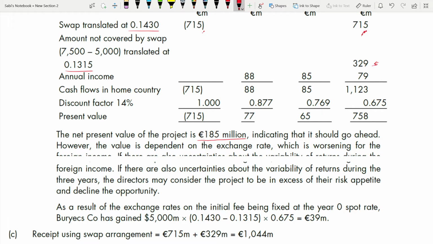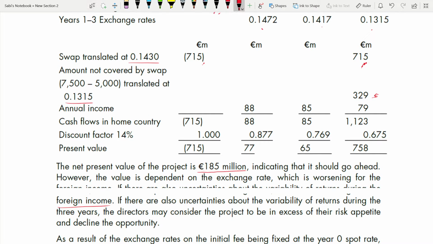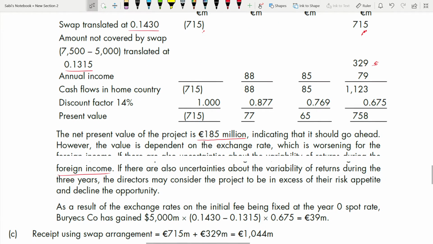However, the value is dependent on the exchange rate. Yes, the net present value is highly dependent on exchange rate, which is worsening for the foreign income. How can you say it's worsening for the foreign income? Just check your annual income from 88 to 85 to 79. It's reducing because your exchange rate is falling down. Therefore, the foreign income is worsening, right?